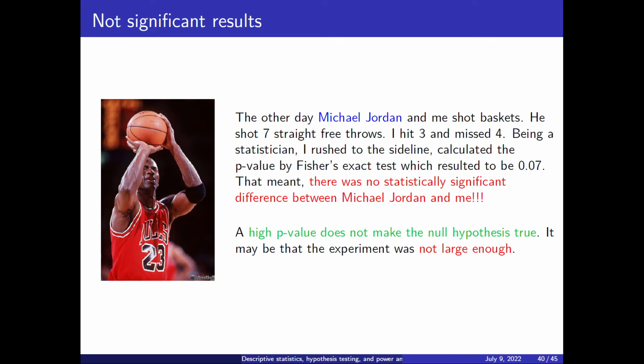It is the same as in the trials. You fail to reject the innocence of the defendant. That doesn't make him innocent. It means that you don't have enough evidence to show that he's guilty. So a high p-value doesn't make the null hypothesis true. It may be that the experiment was not large enough, your sample size was not large enough, your confidence intervals are relatively wide, and you are not able to reject the null hypothesis.